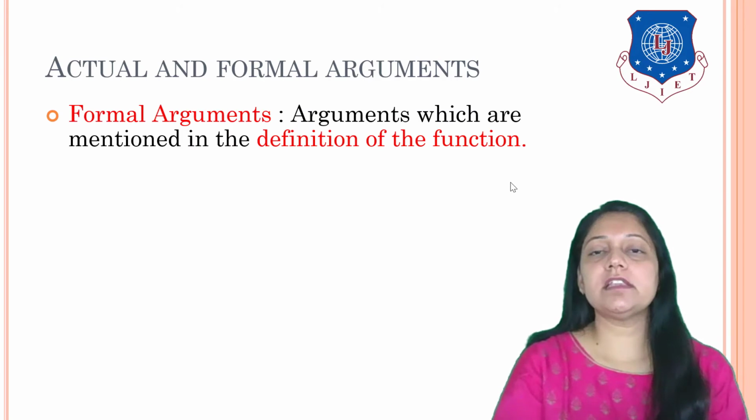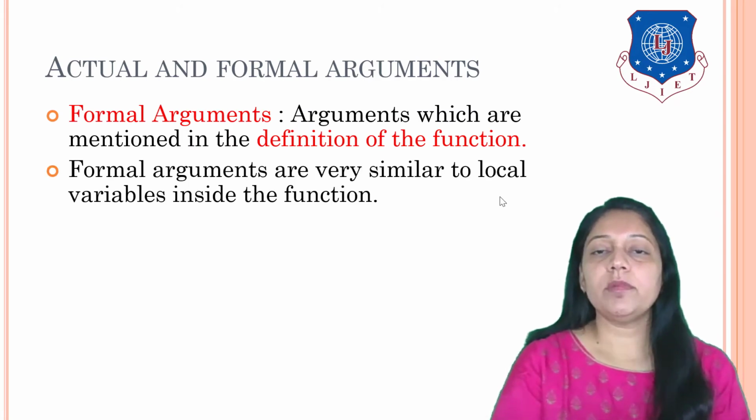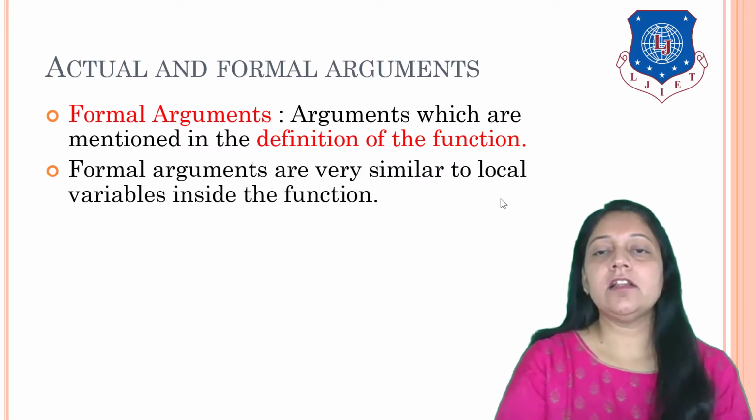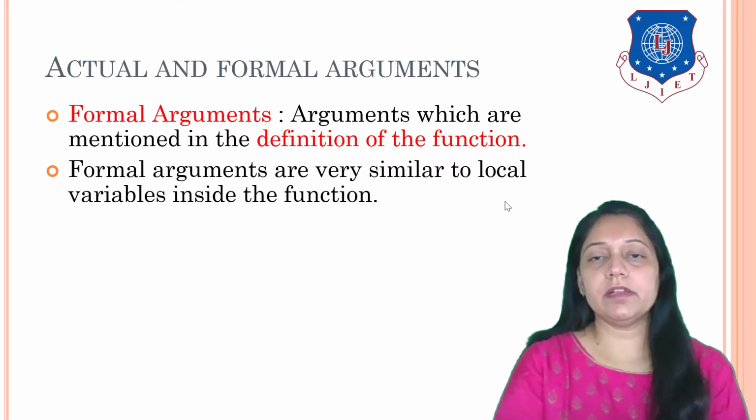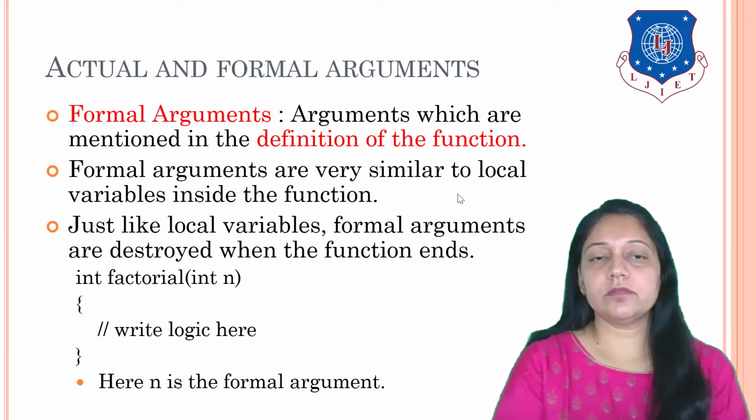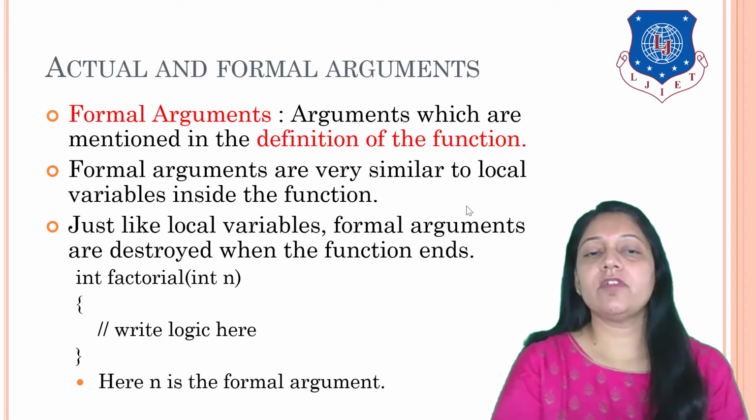So the formal arguments are the arguments mentioned during the definition of the function. Formal arguments are considered as local variables, which means they can be used only within the function and cannot be used outside the function. Just like local variables, formal arguments are destroyed when the function ends.